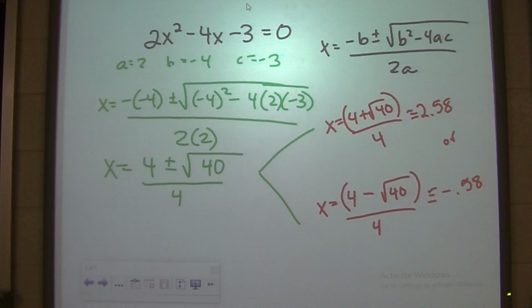Now there is one problem we're going to do in class, where your solutions are going to be imaginary. For those, you have to keep in radical form, but we'll practice that when we do it in class.